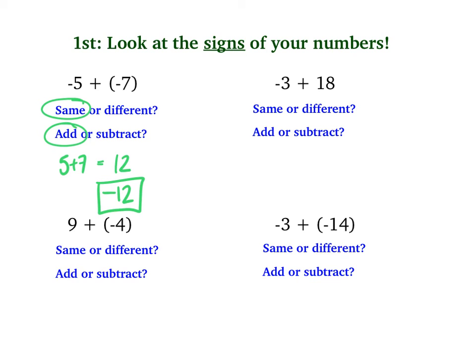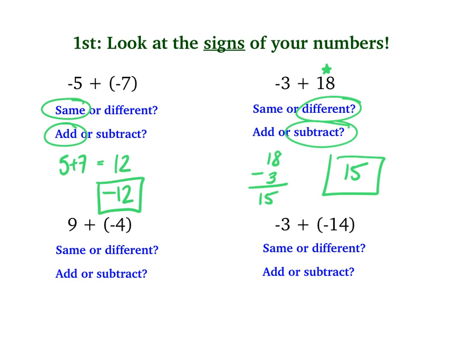For the next one, I have negative 3 plus 18. This time I see I have one negative and one positive, so they're different and therefore trying to cancel. Remember that canceling or taking away goes back to subtraction. So I'm going to subtract my bigger number minus the smaller number, and then I need to see what sign I have more of. Here, my positives outweigh the negatives, and my answer would be positive 15.